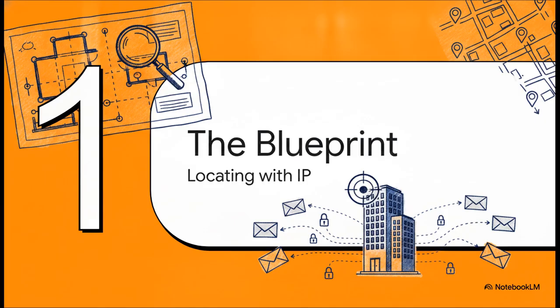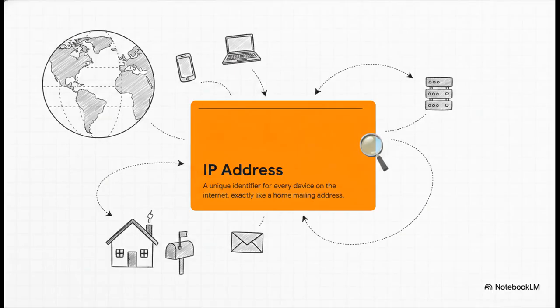Part 1. The blueprint. Locating the building with IP addresses. Let's take the very first step in our bank heist analogy. If we're dealing with all of these millions of digital envelopes, how do we figure out where they actually need to go? We need a way to locate our target building.